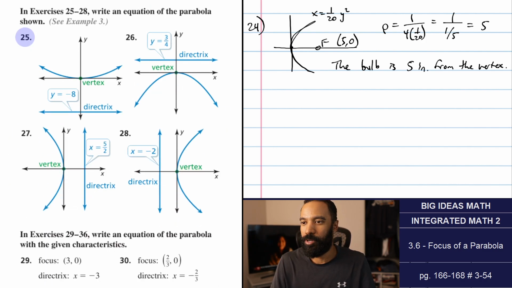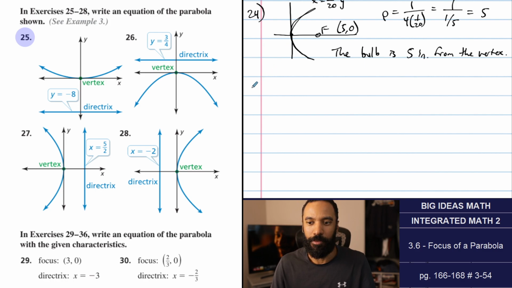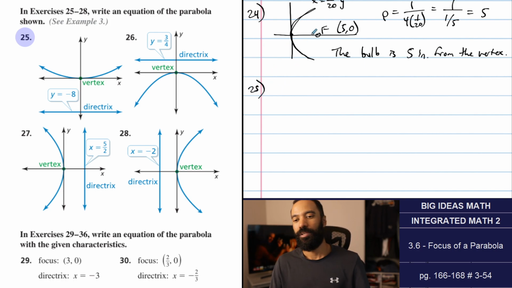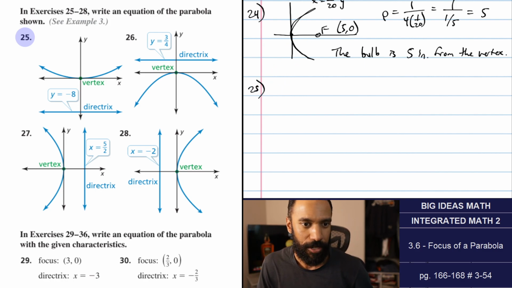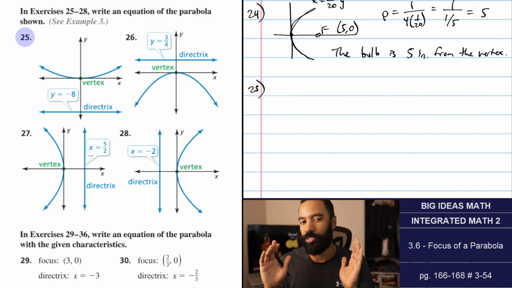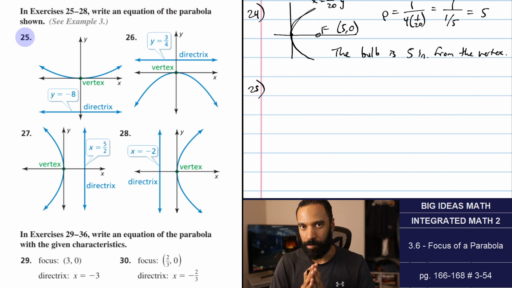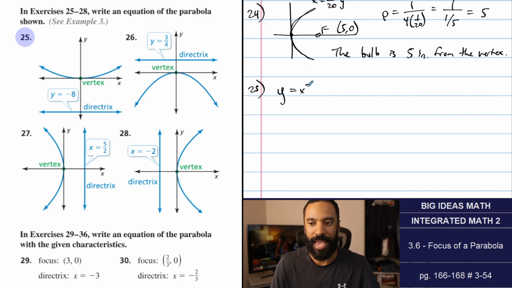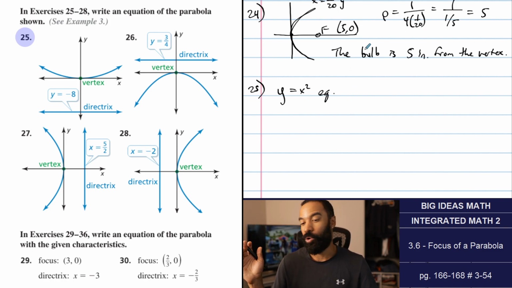Okay, so numbers 25 to 28. This time you have information based off the drawing. There are a couple things I'm going to do with this. We are going to determine what kind of equation it's going to be based on the way that it faces. On number 25, this will be a y equals x squared equation. Now, the vertex is also on the origin, which helps.